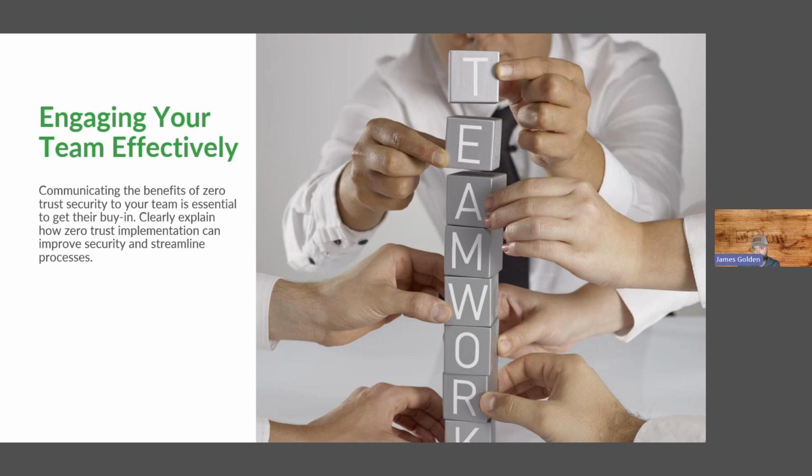All right, so collaboration tips in terms of getting this information together, because you're going to have to reach out to other stakeholders, other IT personnel, security personnel, and dig through your actual services that are being offered to your end users so you can build out that kind of criticality map. So you have to be able to work with them and get their buy-in. Communicating the benefits of zero trust security to your team is essential to get their buy-in. Clearly explain how zero trust implementation can improve security and streamline processes.